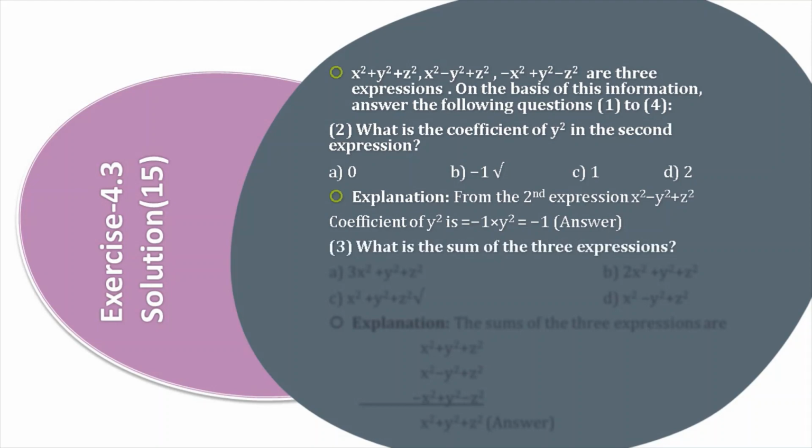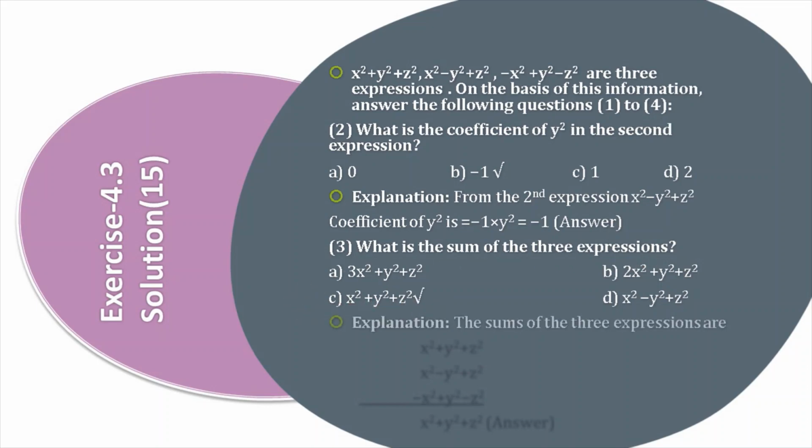After that, number 3. What is the sum of the three expressions? These are the options, my dear, and the answer will be number C, x square plus y square plus z square, that is the tick mark. Let us see the explanation.